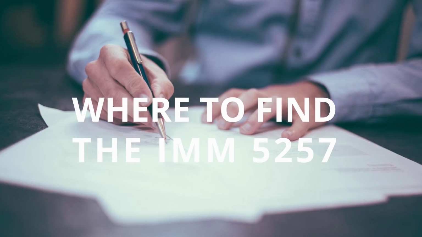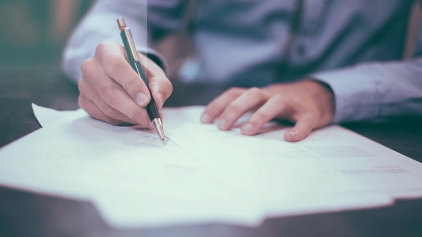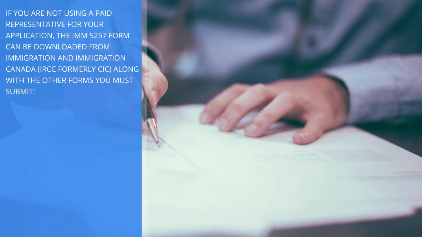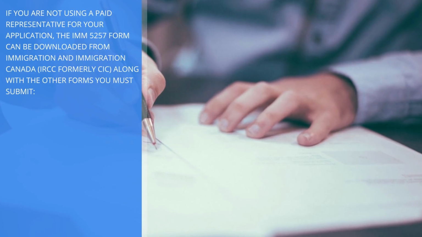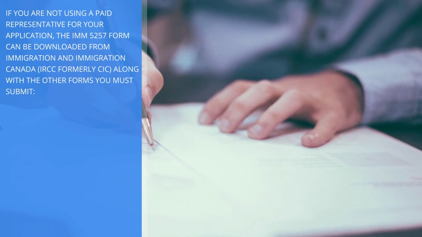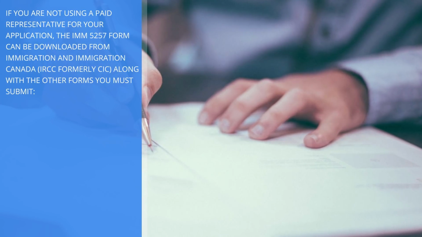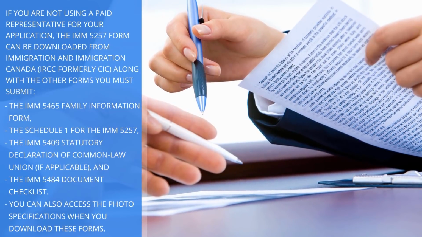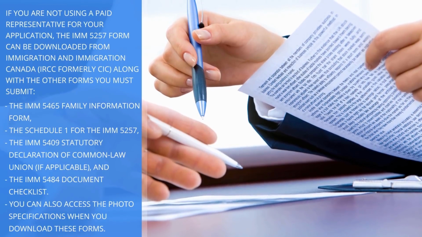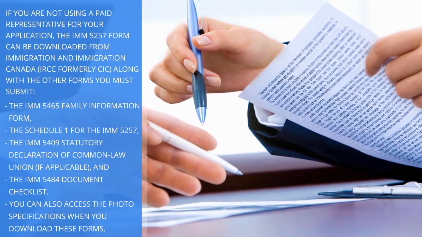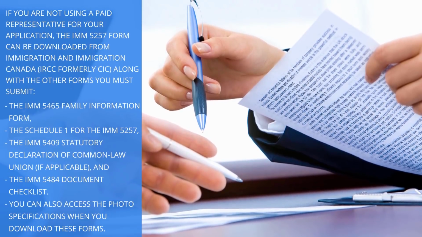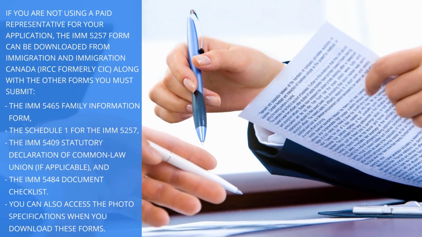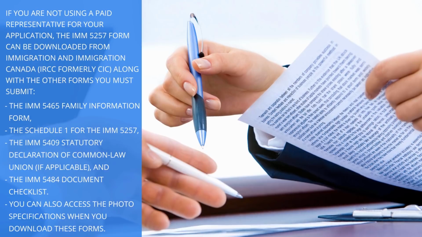Where to find the IMM 5257? If you're not using a paid representative for your application, the IMM 5257 form can be downloaded from Immigration and Citizenship Canada, IRCC, formerly CIC, along with the other forms you must submit. The IMM 5465 Family Information Form, the Schedule 1 for the IMM 5257, the IMM 5409 Statutory Declaration of Common Law Union, if applicable, and the IMM 5484 Document Checklist.